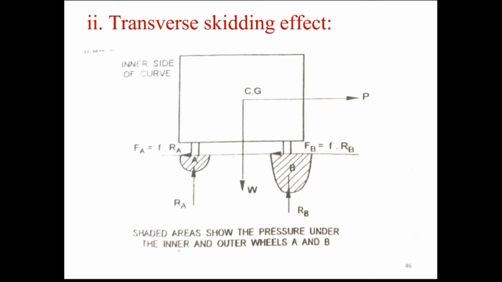FA and FB are the forces which actually act at point A and point B. Here W is the weight of the vehicle, and RA and RB are the reactions at the vehicle wheel A and wheel B respectively.